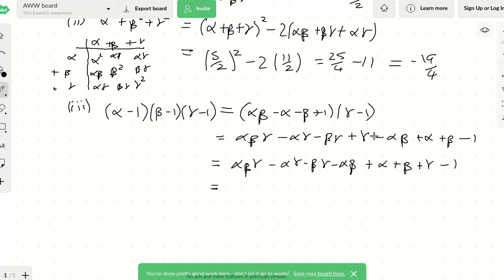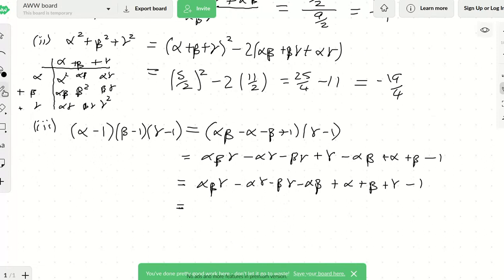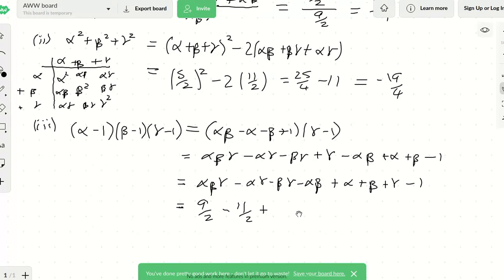Now we've got all of those. Alpha, beta, gamma, let's just remind ourselves what they were. Alpha, beta, gamma was 9 over 2. Then we're going to be taking away the product pairs, which is 11 over 2. And then we're going to be adding the sum, which was 5 over 2. And then we're going to be taking away 1. Well, what do we get here? 4.5 minus 5.5 minus 1, that's plus 2.5 is 1.5. Minus 1 is 1/2, I think.